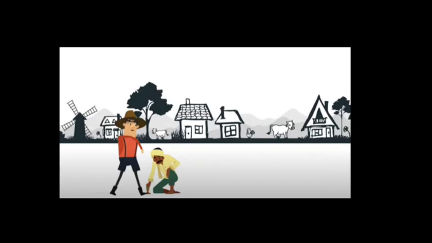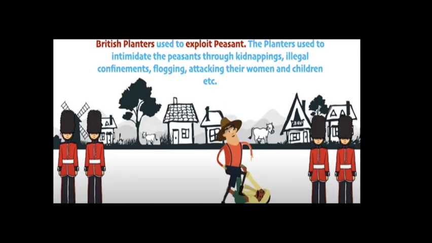If they were not able to grow crops nicely, they would go and ask the permission of the British, but in return they were slammed back. The British planters used to exploit the peasants. That is very much evident. The planters used to intimidate the peasants through kidnapping, illegal confinement, flogging, attacking their women and children, etc. If the peasants complained to the British, they would kidnap their family members, or torture their children or their wife. That was how people were mistreated and exploited.